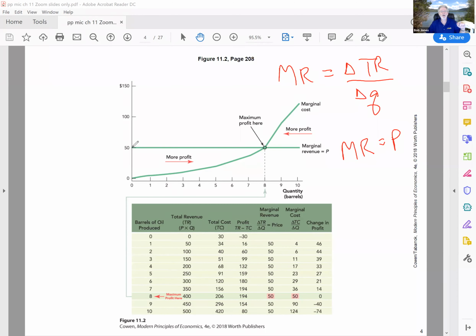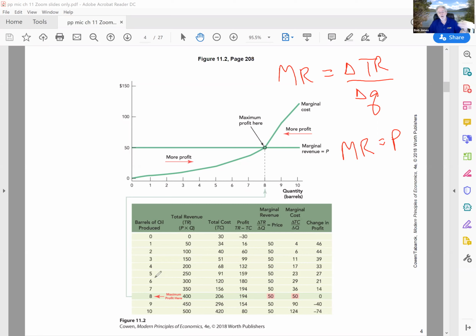So here the market price is $50. So if he produces the first barrel, he brings in $50. So his marginal revenue is 50. If he decides to produce a second barrel, well, now he's selling 2 units at a price of 50. So his revenue goes from 50 to 100. His marginal revenue is 50. Every time he sells an extra unit, his revenue goes up by the price because he's not having to cut price. And that means his marginal revenue remains at $50 no matter how much he's producing.